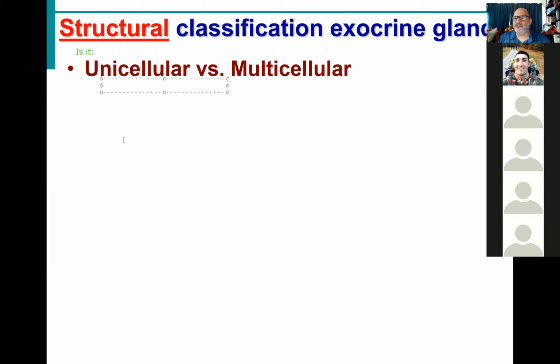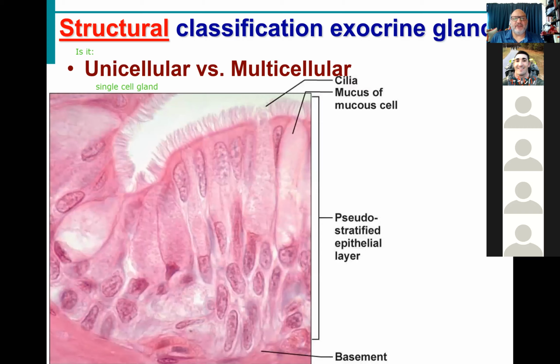It's not a trick question. What does it mean to be unicellular? One type of cell? One. United. It is a single cell gland. Bingo. That's it. A single cell that makes a secretion and releases it. Here's a pretty picture of one of the classic examples, one of the most common examples found in the body. And that right here is what is known as a goblet cell.